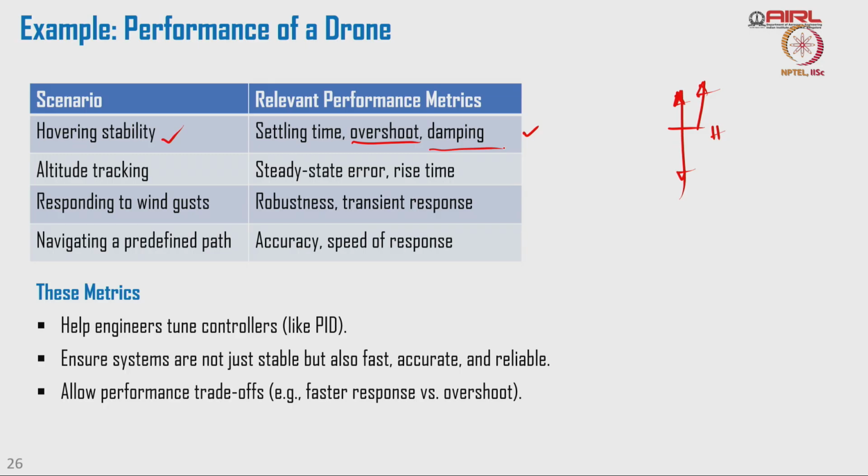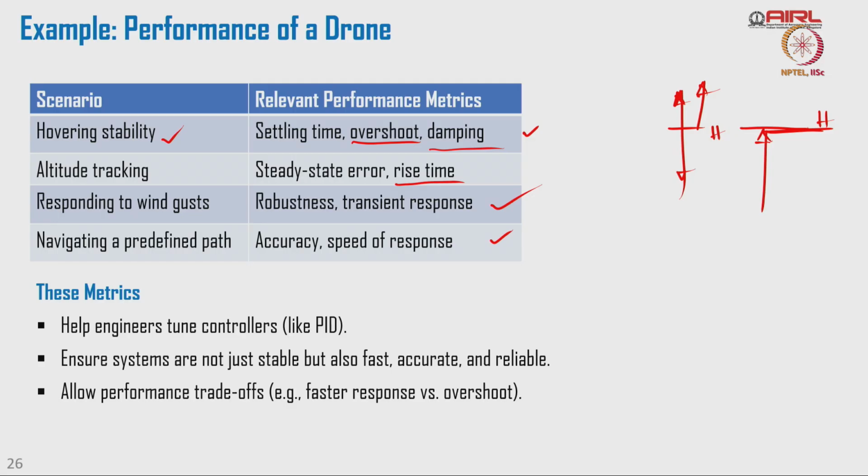So, overshoot should be minimized, damping should be improved. Okay. Altitude tracking, steady state error. So, when it is tracking some altitude h, when the system settles down, it should be stable at height or altitude h. Okay. Then another specification is rise time, which will be covered later. Responding to wind gusts or disturbances, robustness and transient response should be improved. Navigating a predefined path, it should follow the path accurately, and speed of response is also very important. Okay. So, these metrics help engineers to tune the controllers.